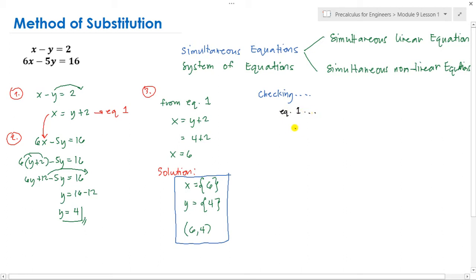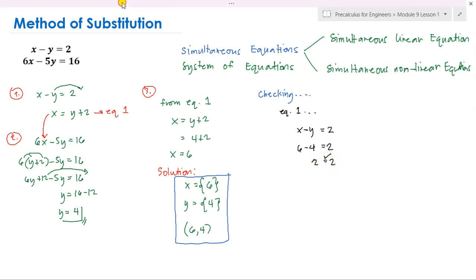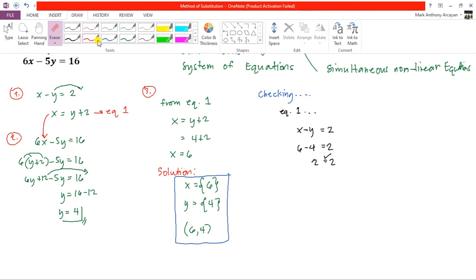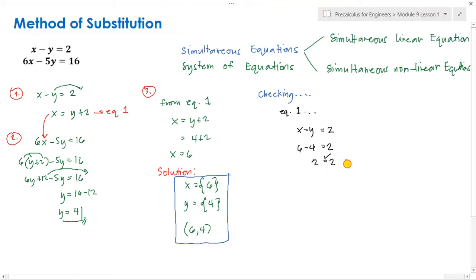Choosing equation 1, I have x minus y is equal to 2. Now, our x is 6, y is 4, that is equal to 2. Of course, 6 minus 4 is equal to 2, and 2 is equal to 2. So therefore, we now verify that the solution x equals 6 and y equals 4 is true. It is exactly right since we verified it here. And you can verify using the second equation.